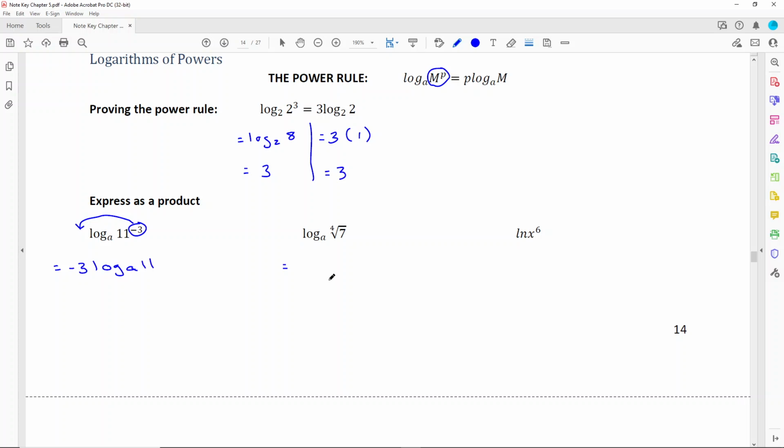Can you think of what the exponent on the 7 would be? So because there's a 4 in the index of a radical, you have to remember the rule that the index of a radical becomes the denominator of a rational exponent. And then you can use your power rule. So this is 7 to the quarter, so I'm going to bring the quarter down in front. And this is going to be 1/4 times log to the base a of 7. All right, pause the video, try the last one.